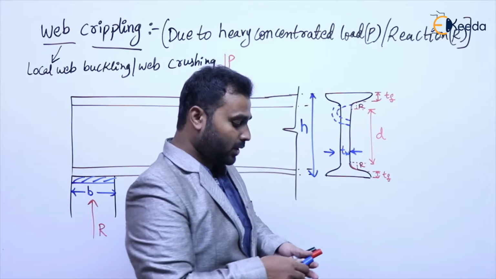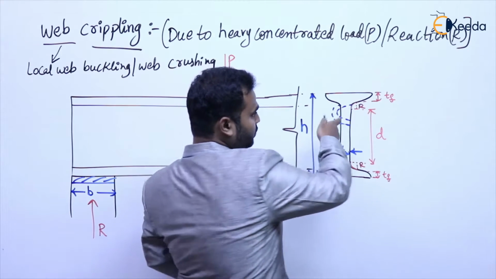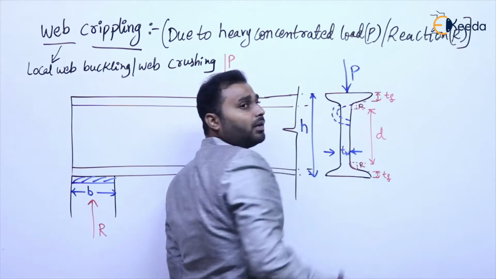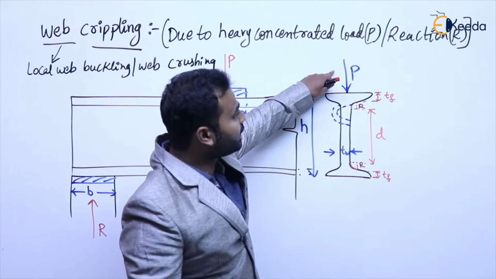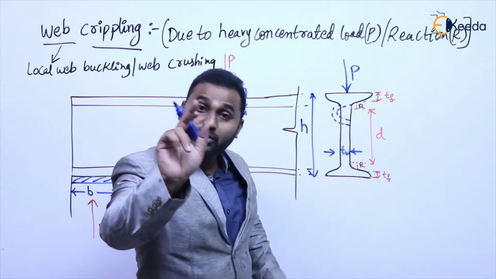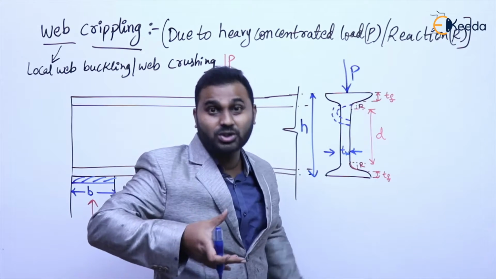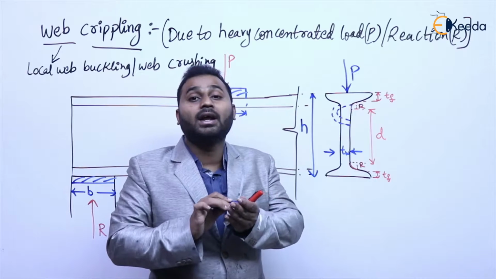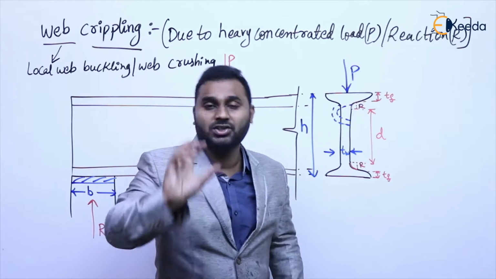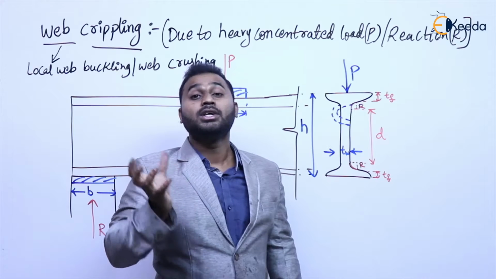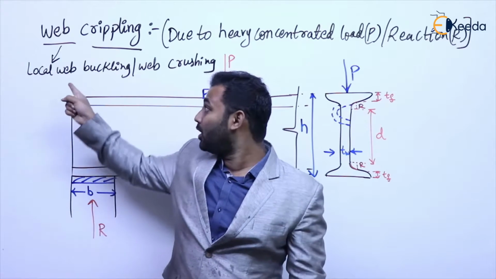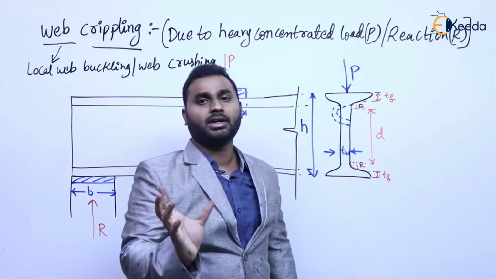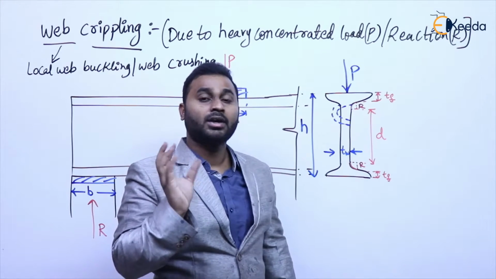First of all, how this web buckling will occur, as just now shown in the diagram. There acts a heavy concentrated load or reaction on the flange. In transferring this heavy concentrated load from flange to the web, the web is going to buckle because of high bearing action produced by this heavy concentrated load or reaction. Now let us see how to determine design web bearing strength, or strength of web in web crippling, local web buckling or web crushing.